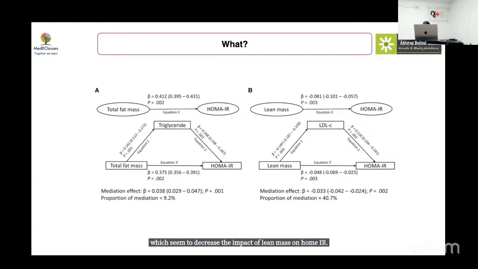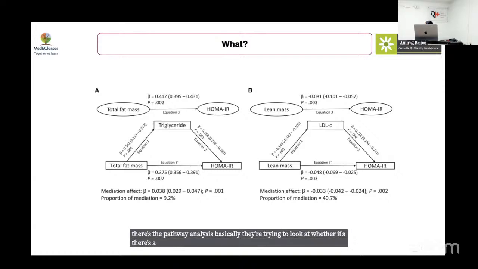So what they're saying is that lean mass is having an effect on LDL, and that LDL is having an effect on that. So it's the pathway analysis. Basically, they're trying to look at whether there's a confounding factor there or not.